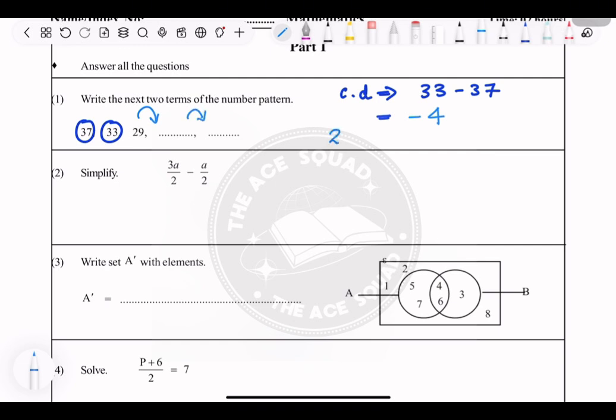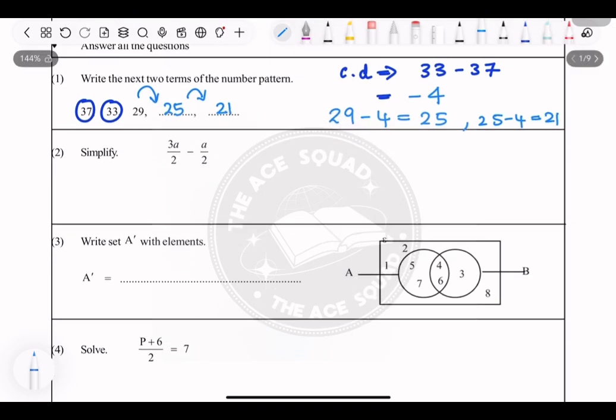So 29 minus 4 is going to be 25. So here it will be 25. And 25 minus 4 is going to be 21. Okay, hope that's clear. Question number 2.